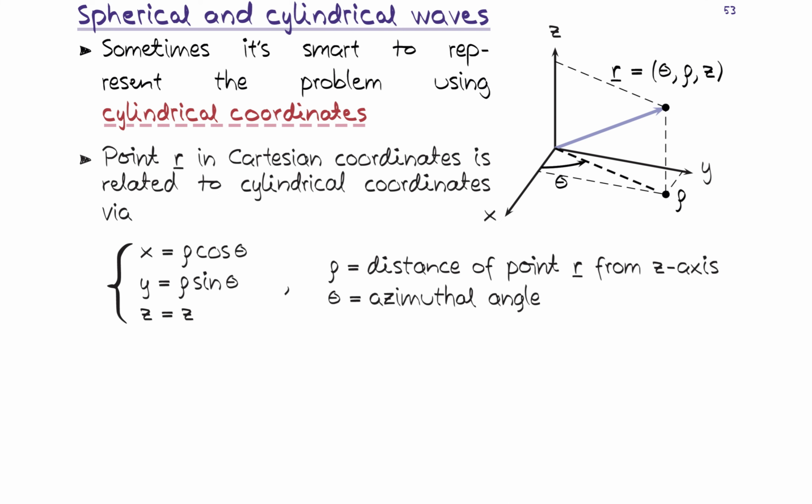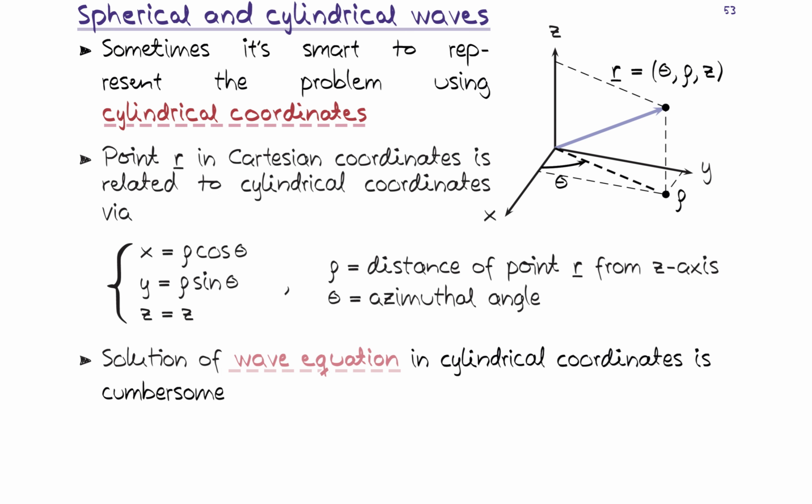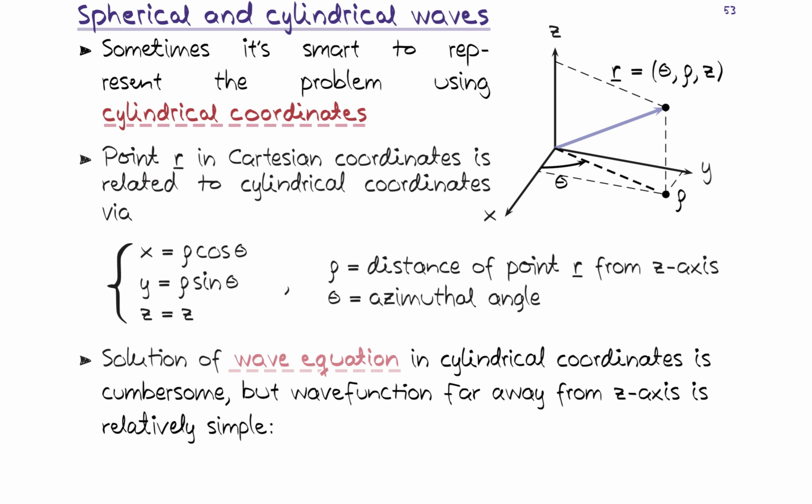If you would want to find a solution to the wave equation in cylindrical coordinates, this would be even more cumbersome and tricky than in the spherical case, but the actual result is quite simple, especially when we are far away from the z-axis. The cylindrical wave far away from the z-axis looks roughly like an amplitude a0 divided by the square root of rho, and then we have the phase function exponent i times plus or minus k rho minus omega t. So this is very similar to the case of a spherical wave, but the power dependence is slightly weaker, and this is what we should remember.